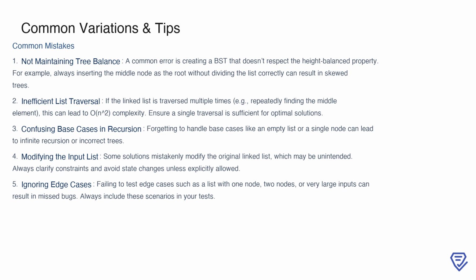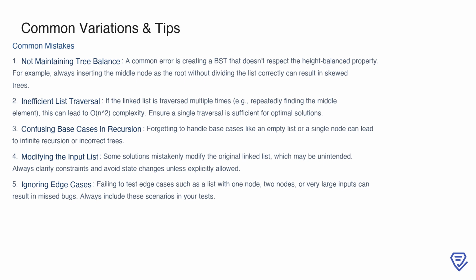Another frequent issue involves inefficient list traversal. For instance, if you repeatedly iterate through the list to find the middle element, this can lead to an O(n squared) time complexity, which is far from optimal. To avoid this, aim for a solution that processes the list in a single traversal.